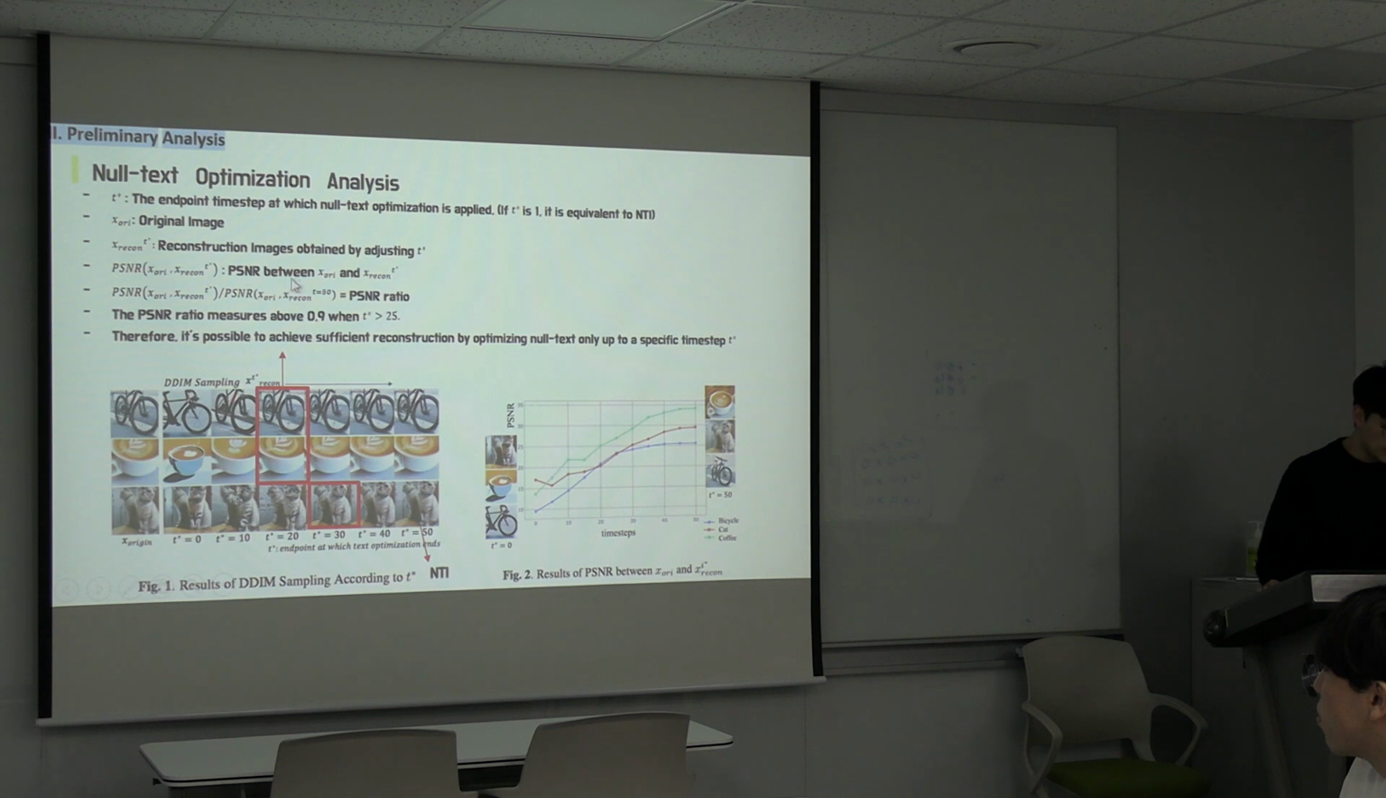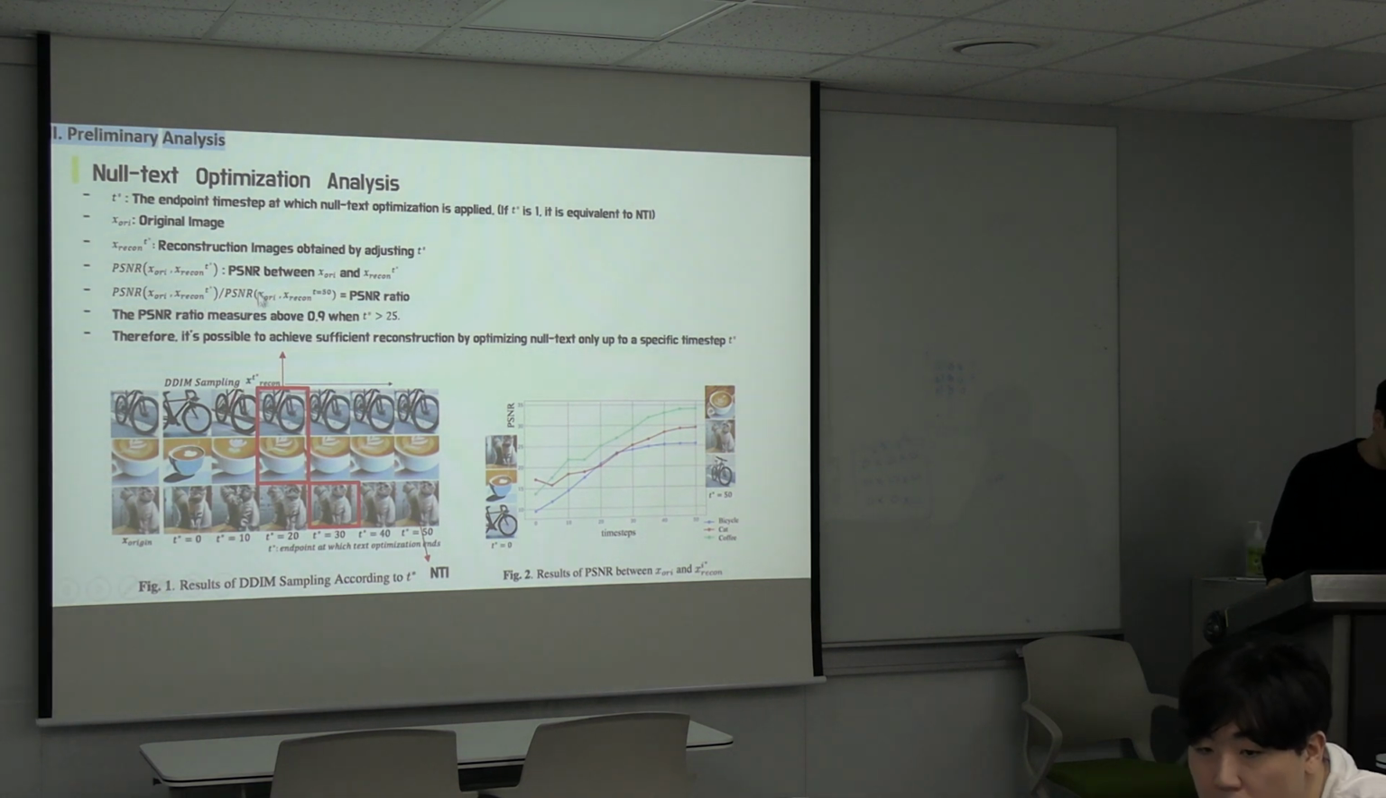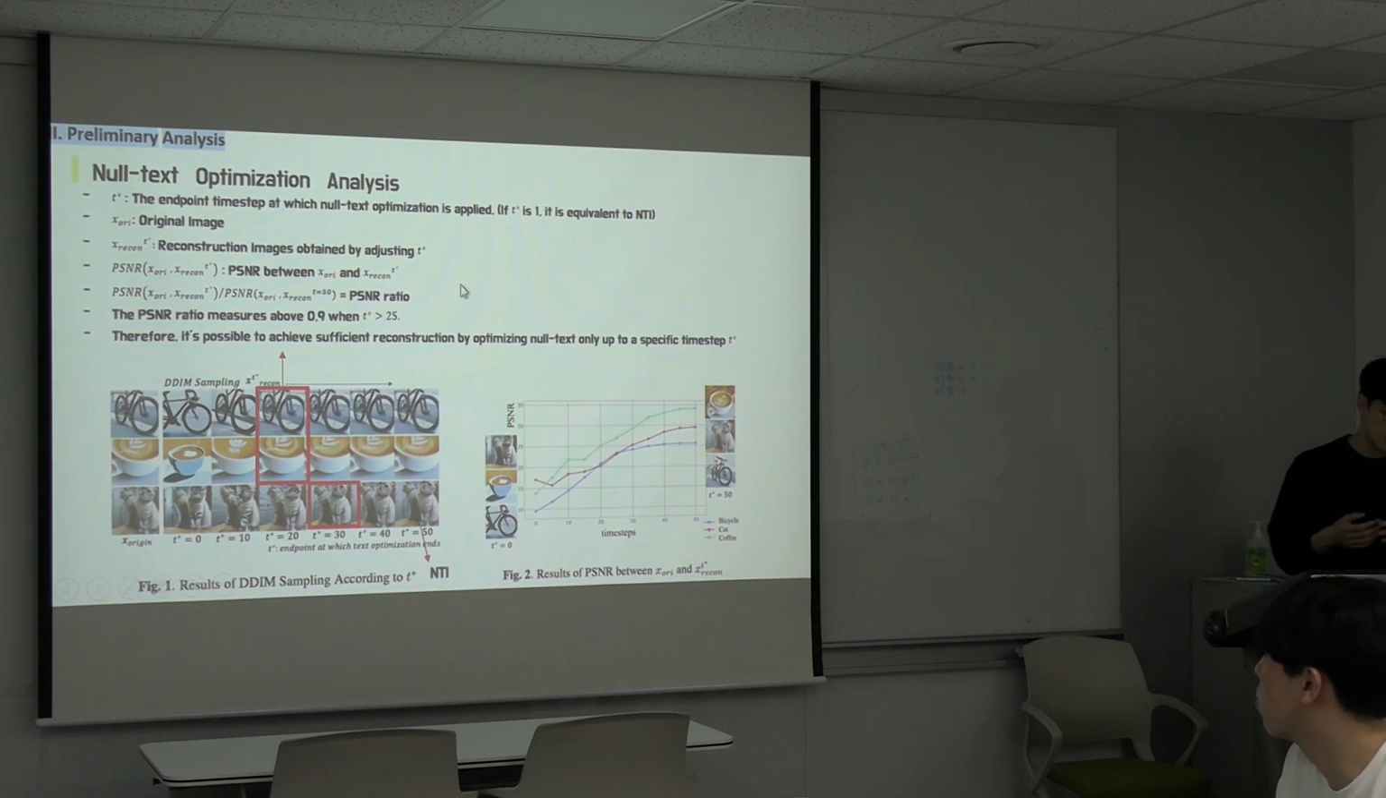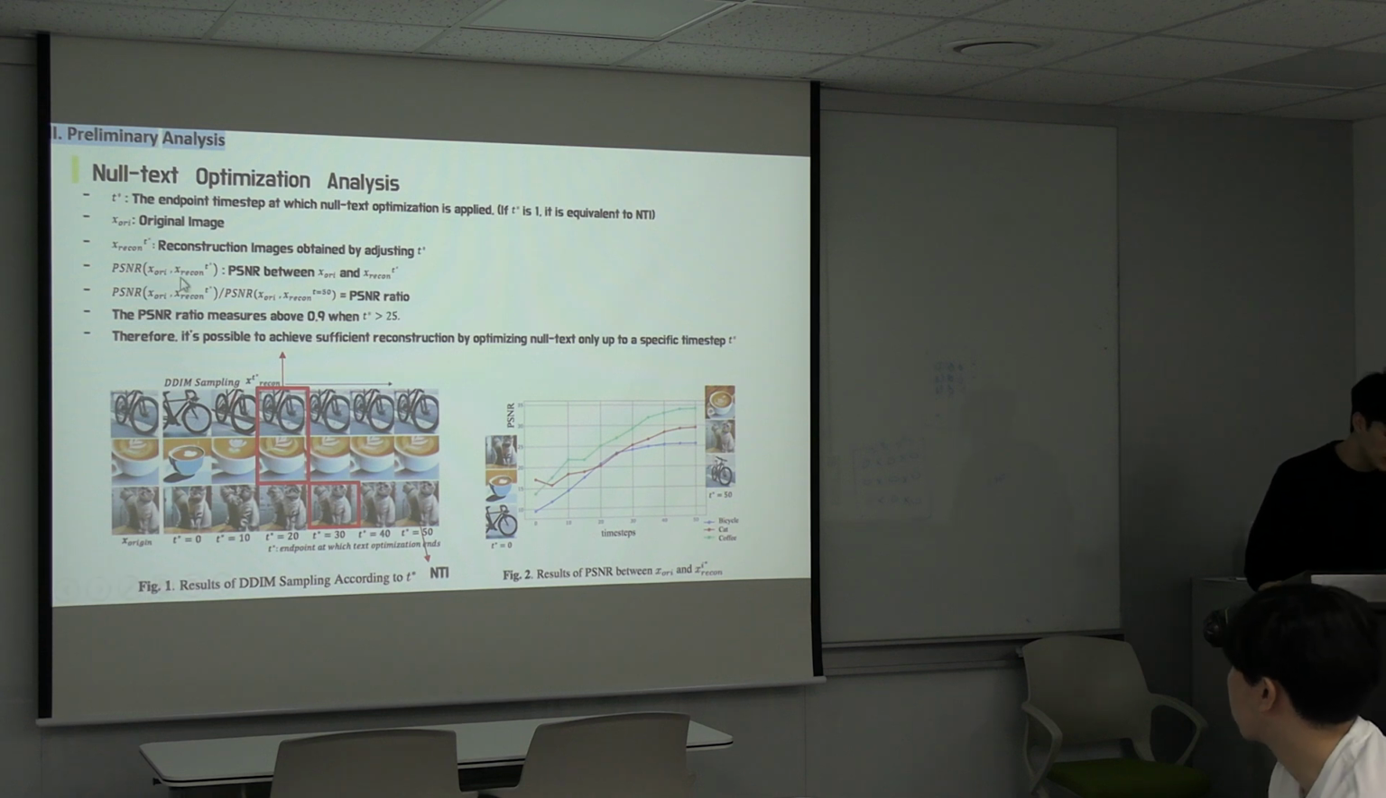And we define this PSNR ratio comparing the two PSNR terms. As you can see here, the denominator of this value is the PSNR between the original image and the reconstruction image at time step 1. So this result is about the NTI, the result of NTI. If the PSNR ratio is high, then it means the input images are very similar. And if the PSNR ratio is lower, then it means the input images are quite different.